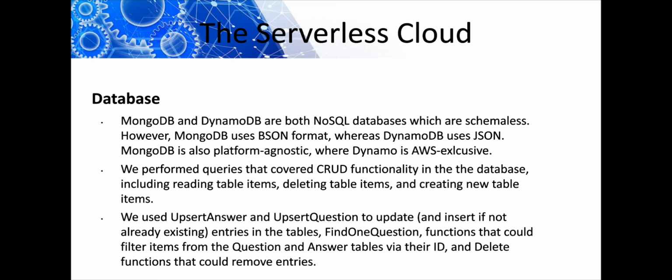As I said, DynamoDB was the database that we use. It is an Amazon product. I've used MongoDB in the past. MongoDB is platform agnostic. It could be used on any cloud provider. Dynamo is an Amazon exclusive, which worked in our favor because it's able to easily be integrated with everything else that we use. And it returns that JSON format, which is pretty universal.